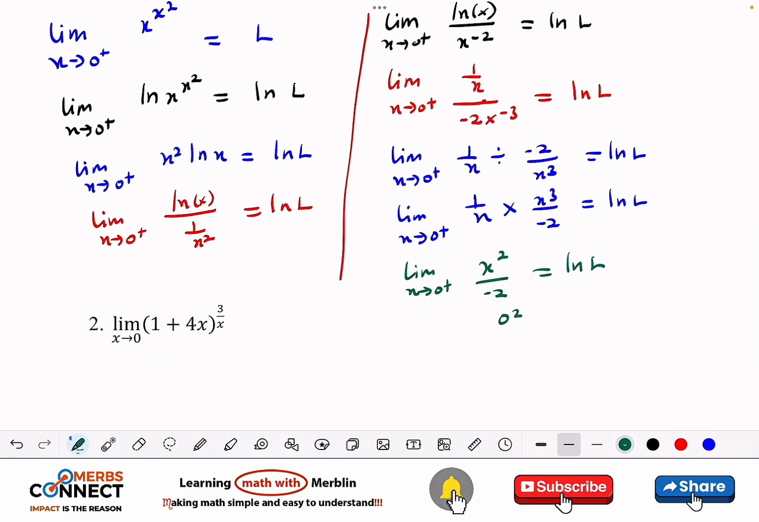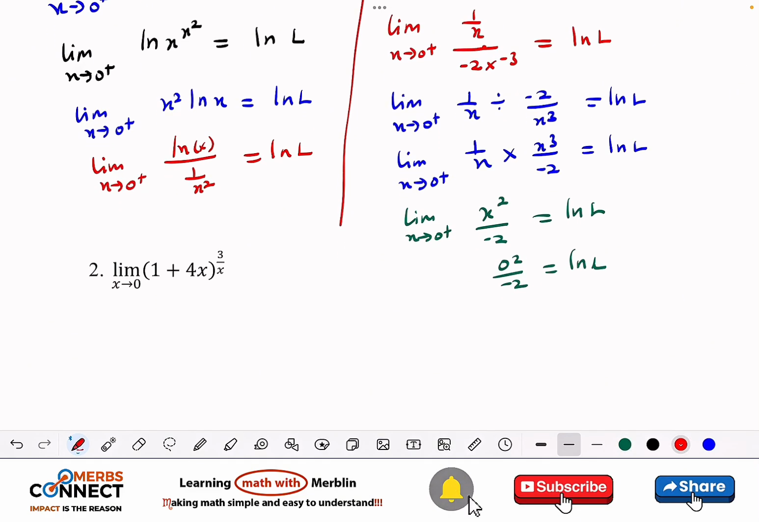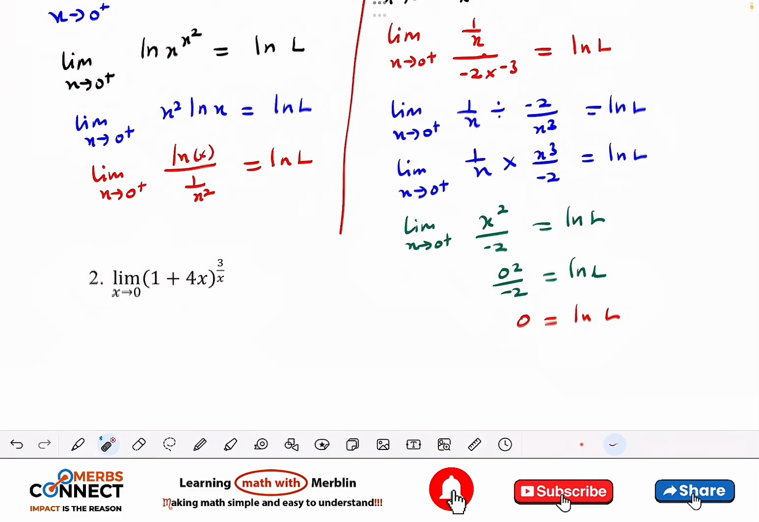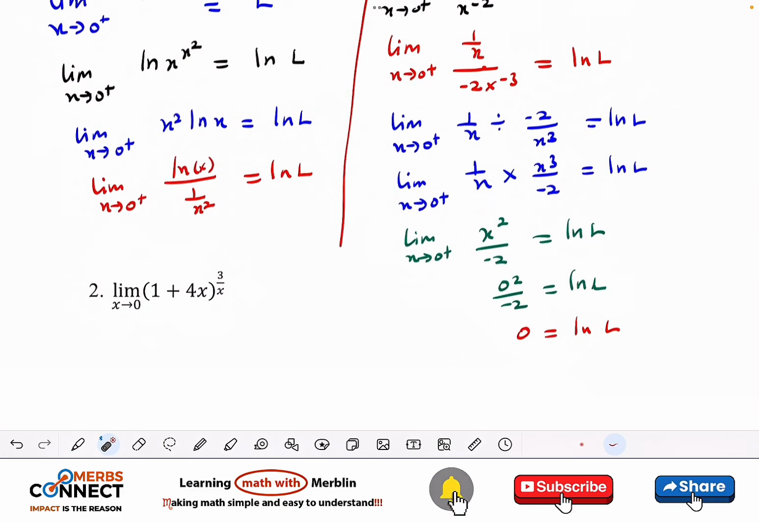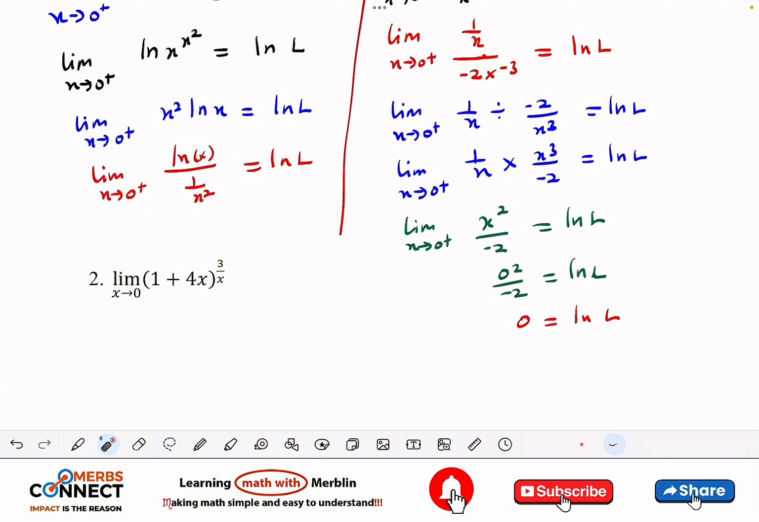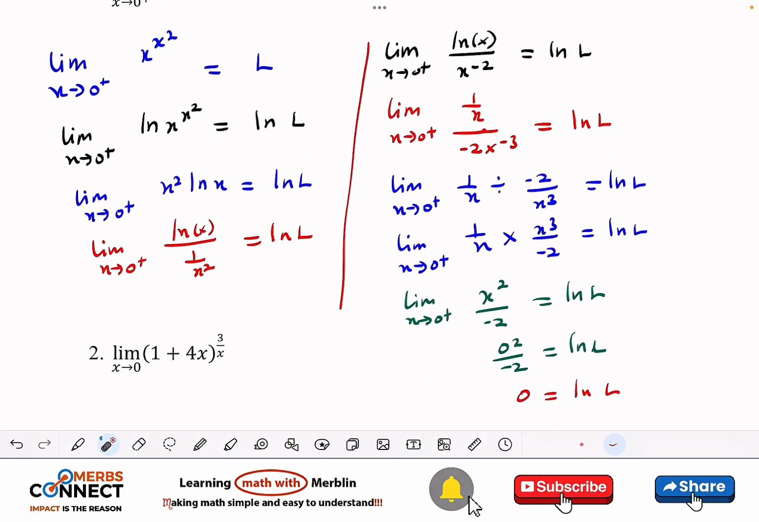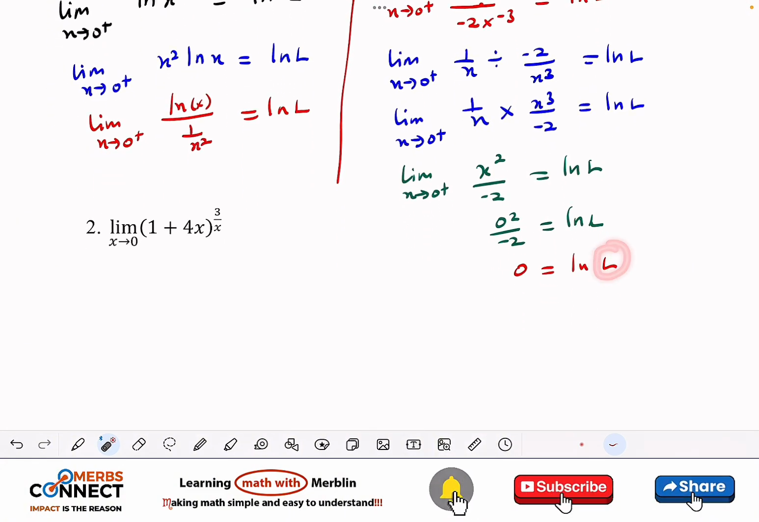So 0 squared divided by minus 2 is equal to natural log of L. And this one is going to be 0 is equal to natural log of L. Now we are assuming that the answer is what? L. But what we've gotten here is the natural log of L, not L. So what we need to do is make sure that the L stands alone.